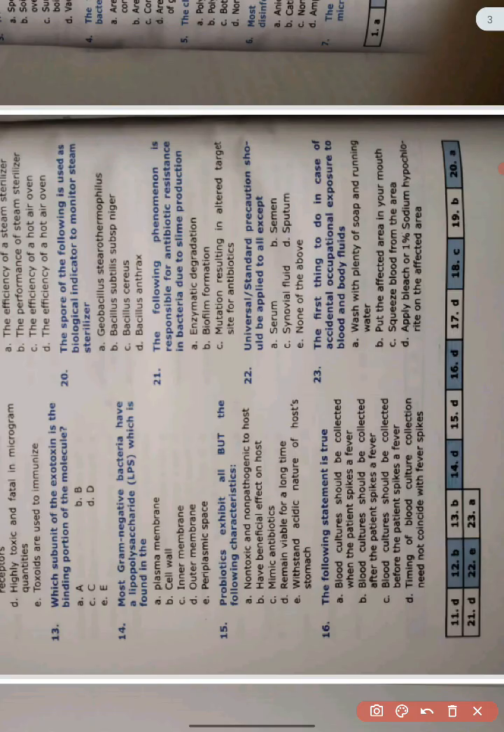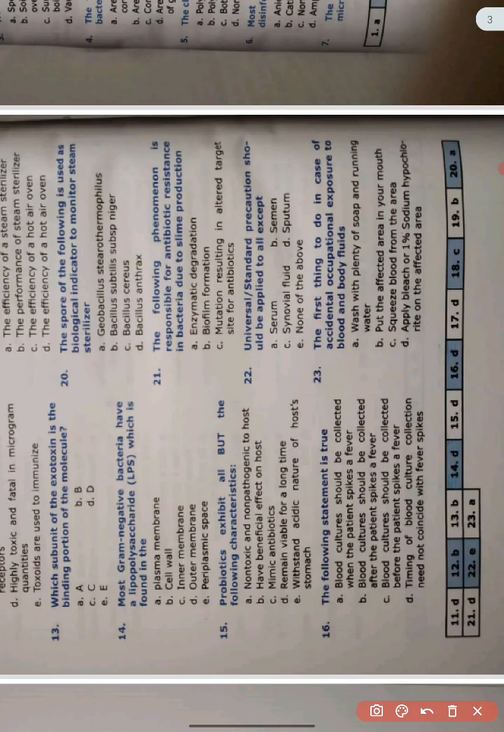Probiotics exhibit all but the following characteristics: non-toxic and non-pathogenic, a beneficial effect on host, mimic antibiotics. Yes, they help us, right? Remain viable for a long time, withstand the acidic nature of the host stomach. They cannot withstand. Some are living in the stomach also. Remain viable for a long time? No, they cannot remain viable for a long time.